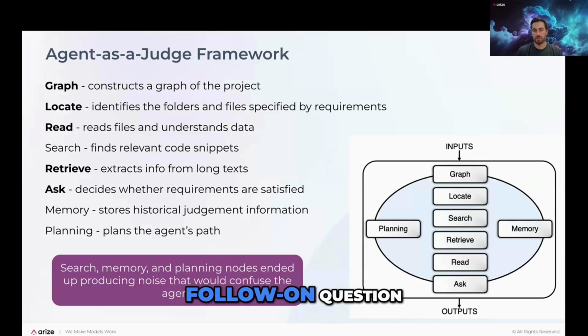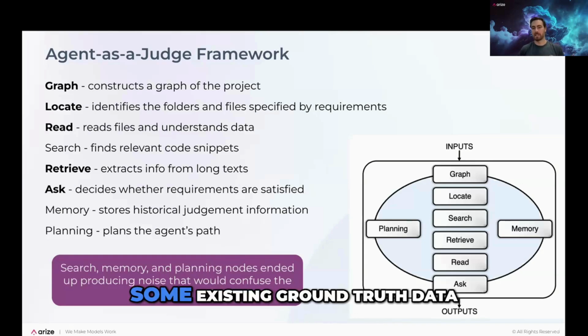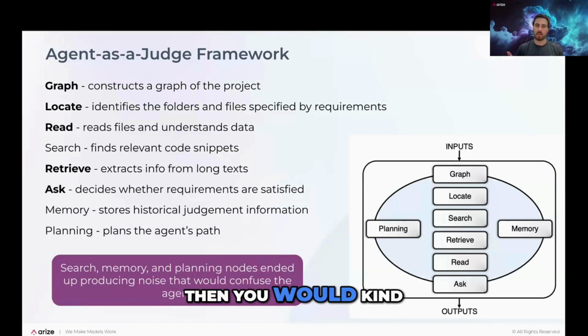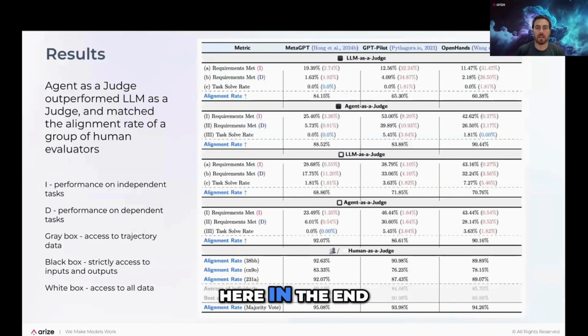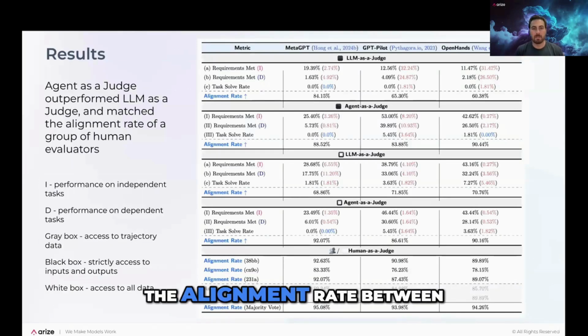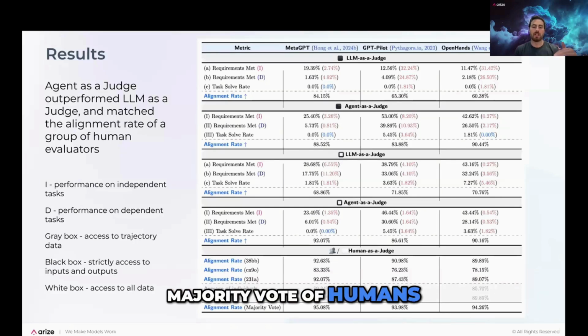And then there's a follow-on question, which is how does it prevent hallucinations? So similar kind of thing, by training that agent on some existing ground truth data, then you would build it up from there, and you would maybe not remove all of the potential for mistakes, but you would at least understand how closely your agent as a judge aligns to human labels. And that's what they're reporting on here in the end of the paper. They're going through the alignment rate between the agent as a judge and then the majority vote of humans.